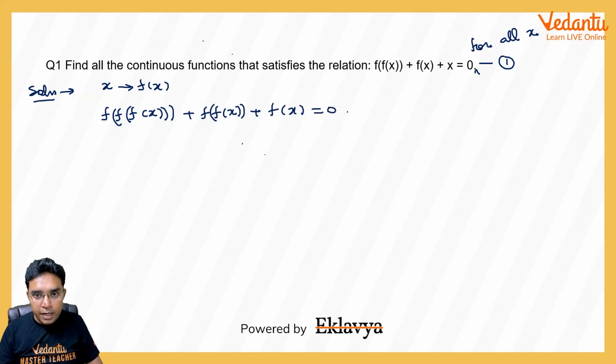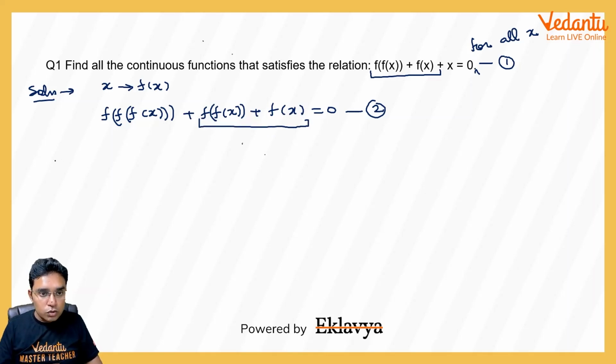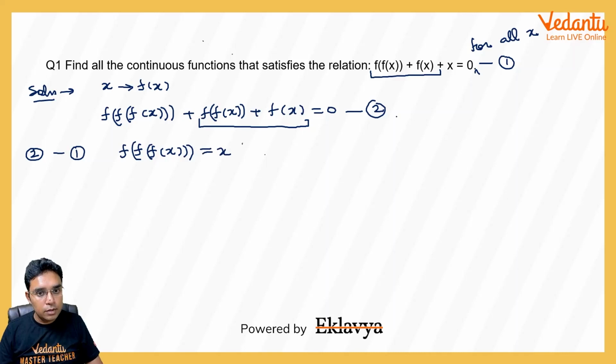Now what will be the advantage of doing this? You can check that these two terms are the same in equation 1 as well as in equation 2. So if I take the difference of 1 from 2, you can check that f of f of f of x, f taken 3 times, minus f(x) will be equal to x. Let me call this equation number 3.